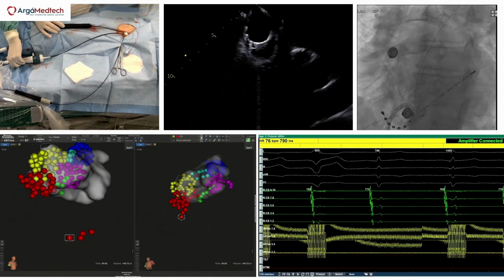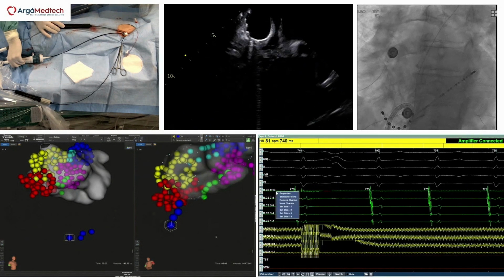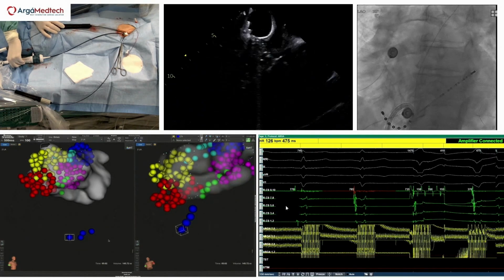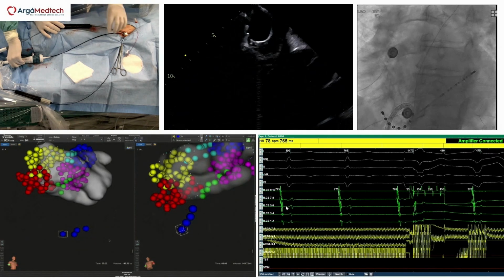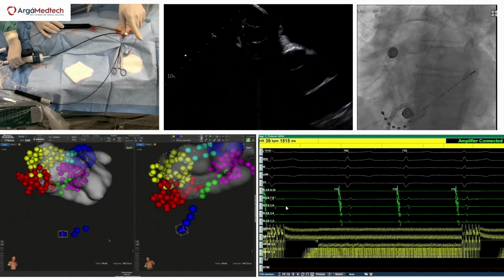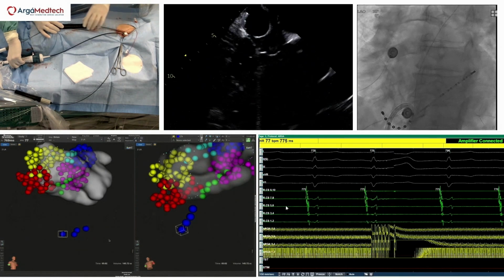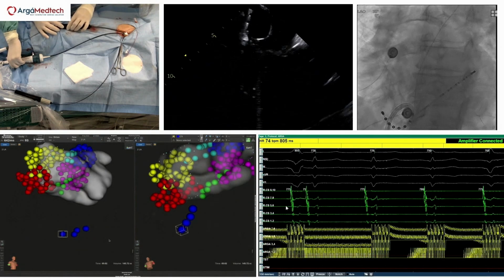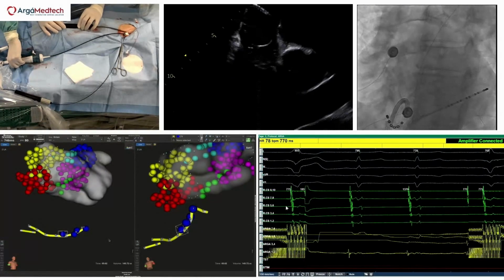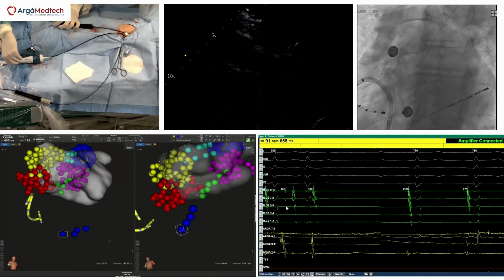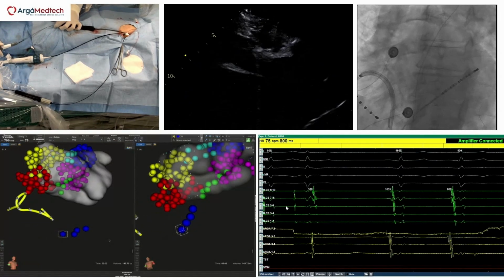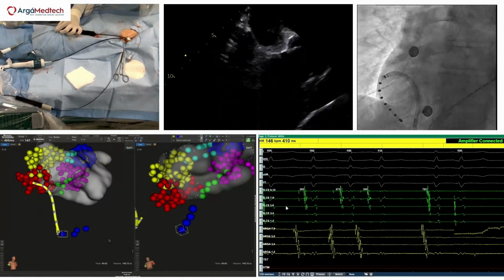Get ready for CS 9-10 pacing, and let's see if we have first pass bidirectional block. So I'm going to drive after this lesion. You see some PVCs because we are ablating the tricuspid part of the CTI. Sometimes we get first pass bidirectional block. So let me drive the catheter toward the lateral side.